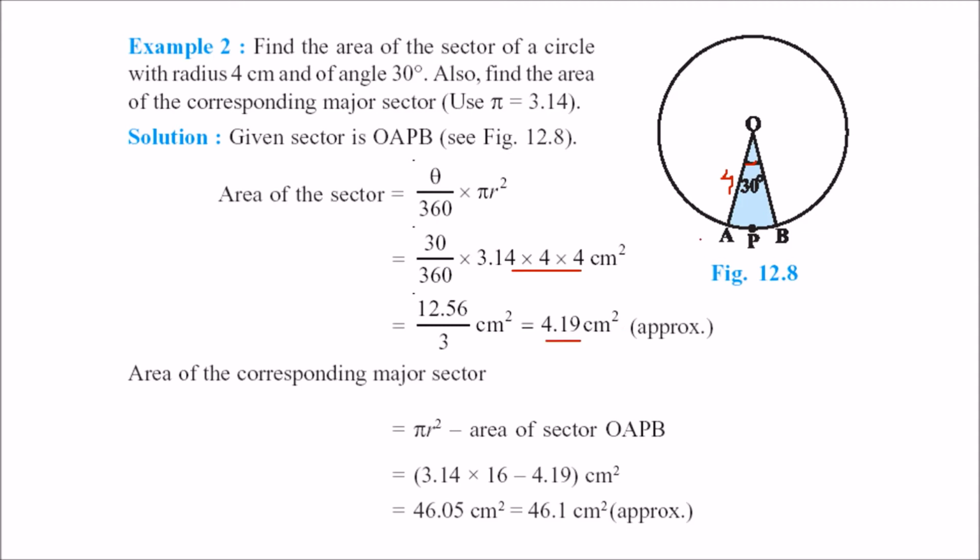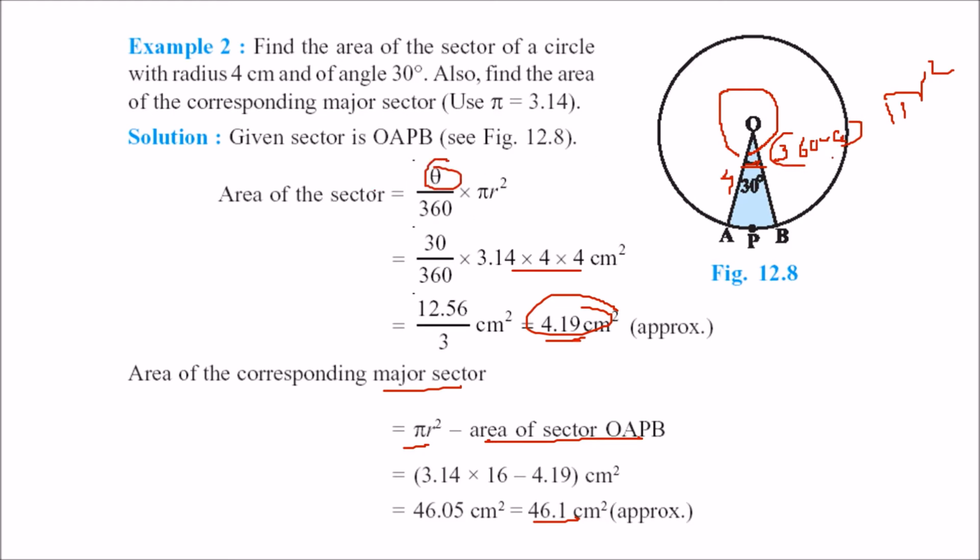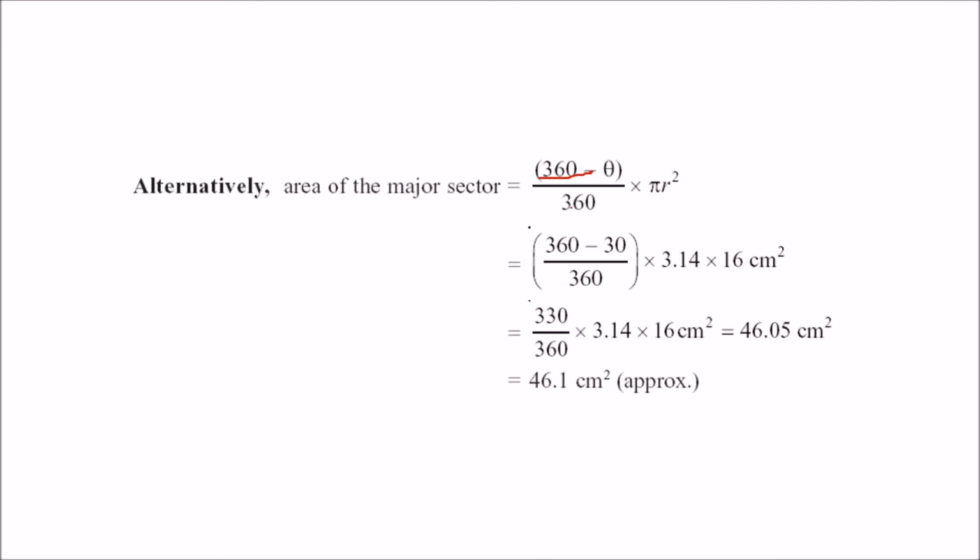So 4.19. And the area of the corresponding major sector will be what? The whole complete area is pi r square. So if we subtract this 4.19 from pi r square, we get the corresponding major sector: pi r square minus the area of sector OAPB, we get 46.1, that is the area of the major sector. One more thing, this is 30 degrees. So how much will this be? 360 minus 30. Why can't we use theta directly here? Because this is of course theta. So we use 360 minus theta by 360 into pi r square. This is going to give you the area of the major sector directly. 360 minus 30 by 360 into pi r square, r is 4, 46.1 as in the previous case. So in both ways you can use it.